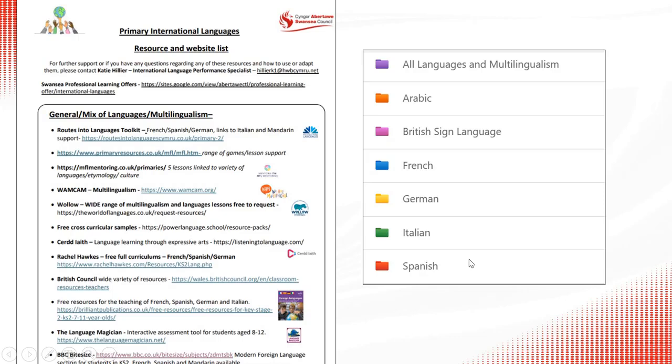Those are the most commonly taught languages, and those are the ones that very often have had resources provided for them, and often German too, made by stakeholders. For example, Roots into Languages have created a toolkit for each of these languages you can use straight away in primary school.